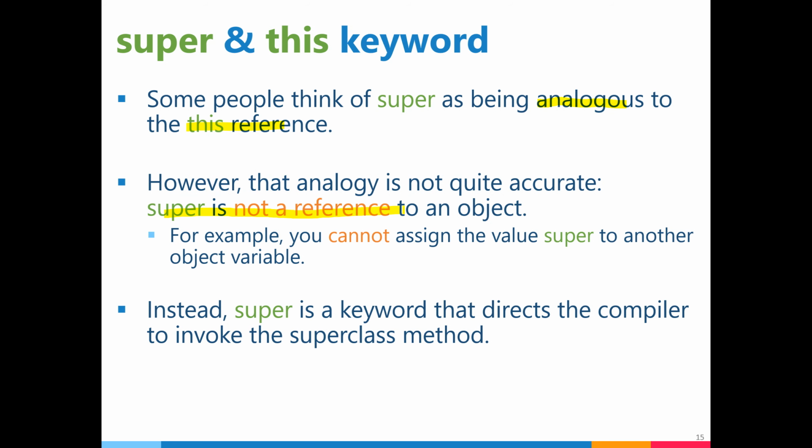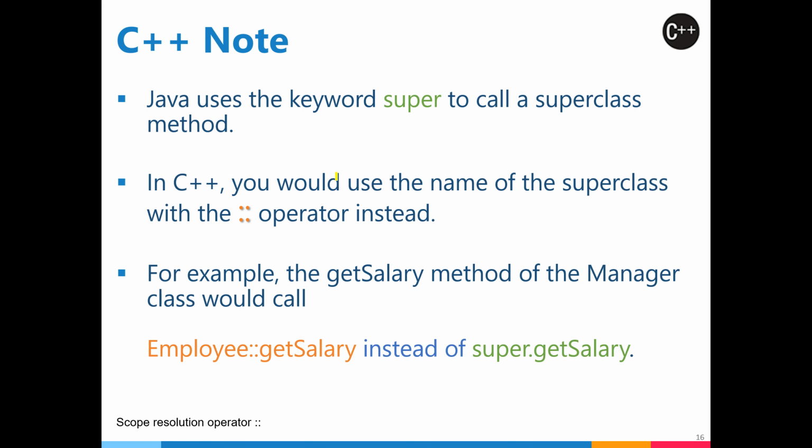Super is not a reference to an object. So, for example, you cannot assign the value super to another object variable. Instead, super is a keyword that directs the compiler to invoke a superclass method. Okie dokie. Moving on. Java uses the keyword super to call a superclass method. In C++, we use the scope resolution operator to call the base class's function.